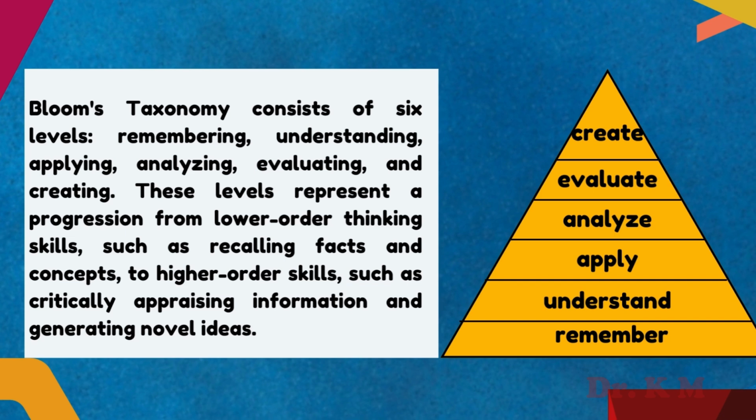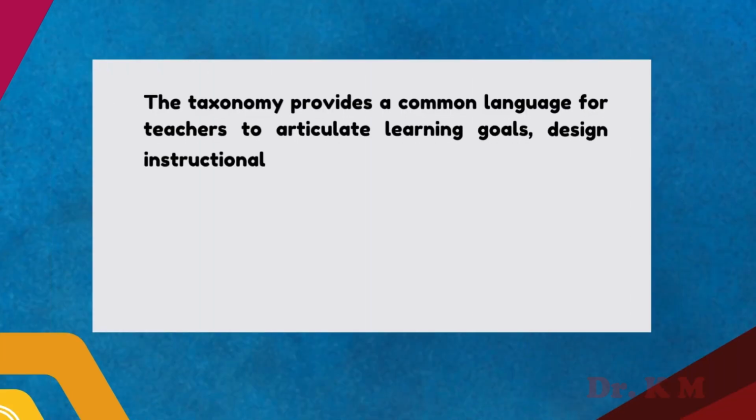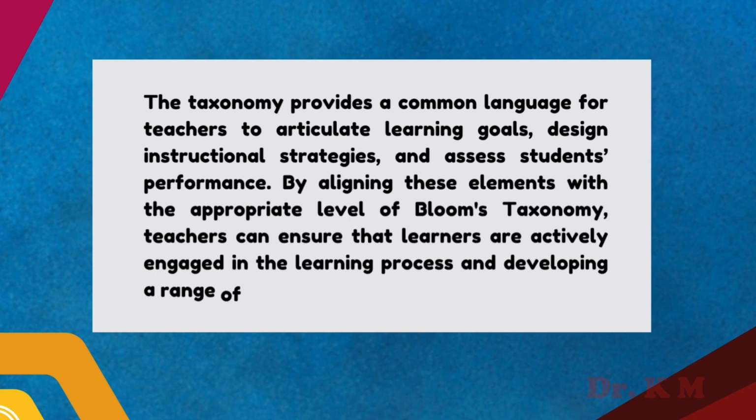These levels represent a progression from lower-order thinking skills, such as recalling facts and concepts, to higher-order skills, such as critically appraising information and generating novel ideas. The taxonomy provides a common language for teachers to articulate learning goals, design instructional strategies, and assess students' performance. By aligning these elements with the appropriate level of Bloom's taxonomy, teachers can ensure that learners are actively engaged in the learning process and developing a range of essential cognitive abilities.